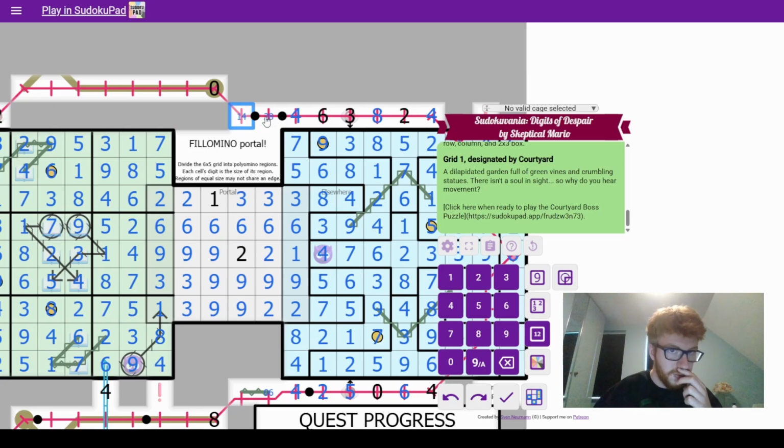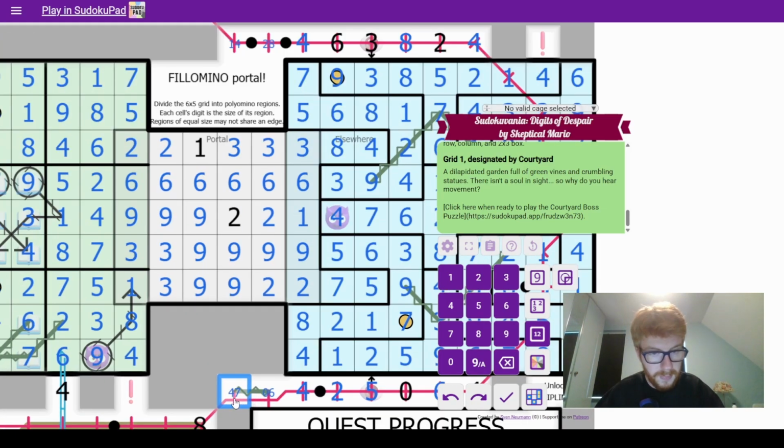So that if that's 8, that's a 4. If that's a 2, that's a 4 or a 1. So that is a 7 or a 4. So if that is a 4, that could be blank. And then that could be an 8.